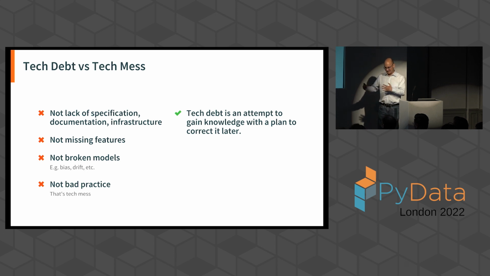You don't address that as technical debt. And it's also not broken models. If your model is drifting, you know, you just need to update it, and that's the right term for that. It is drifted. And most importantly, it is not bad practice. Technical debt, and referring to certain practices as creating technical debt, is not a license to create bad practice. And it's a very important term to use, technical mess, for these expressions, because otherwise technical debt would give you a license to get away with doing technical mess.